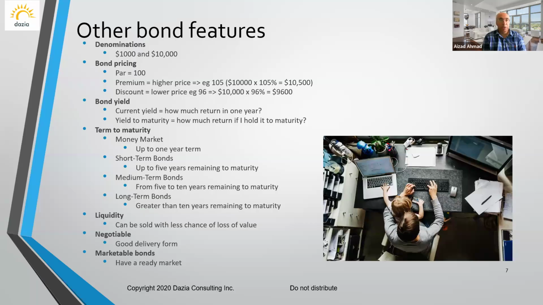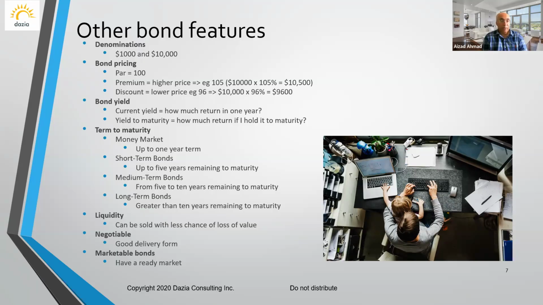Yield to maturity is if I hold this bond to maturity, that is till the end, to its actual maturity, how much return will I get? It could be a 5-year bond, 6-year bond, 10-year bond. What is my return going to be? That yield to maturity may be different because I may have bought the bond at a higher price or at a lower price. Term to maturity, usually money markets are up to 1 year, short-term bonds are up to 5 years, medium ones are 5 to 10 years, and long-term bonds are 10 years or more. So this is the general term to maturity concept.